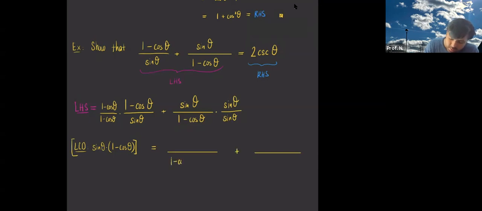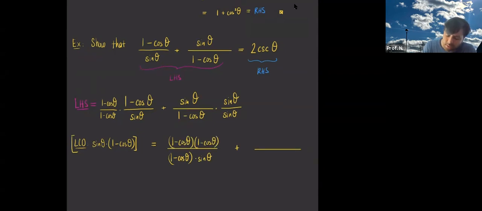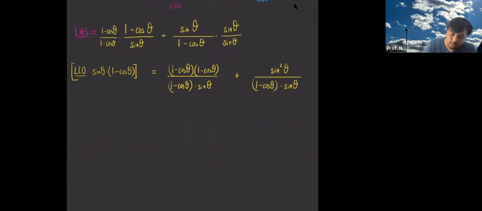I get 1 minus cosine theta multiplied by sine theta in the denominator, and then I get 1 minus cosine theta multiplied by 1 minus cosine theta. The next fraction is 1 minus cosine theta multiplied by sine theta, and I get sine squared theta. So I get sine theta times sine theta. Great. Now you see I have the same denominators. I have the same exact denominators.